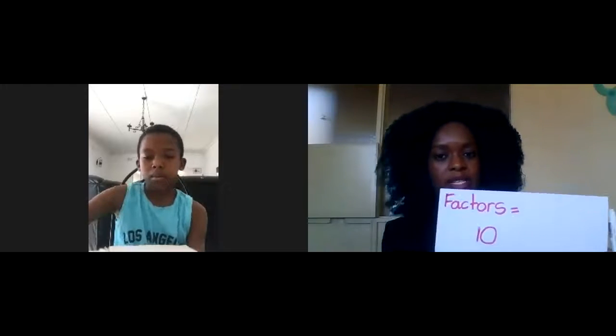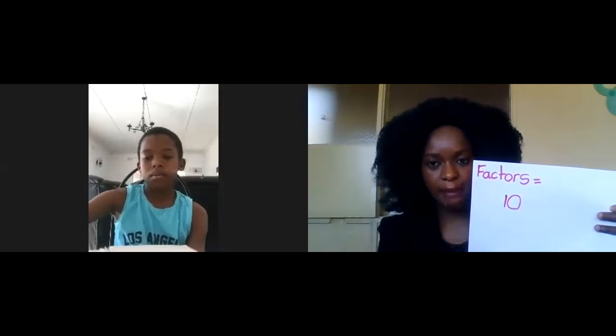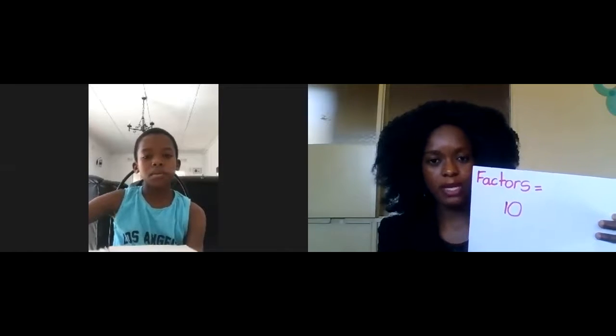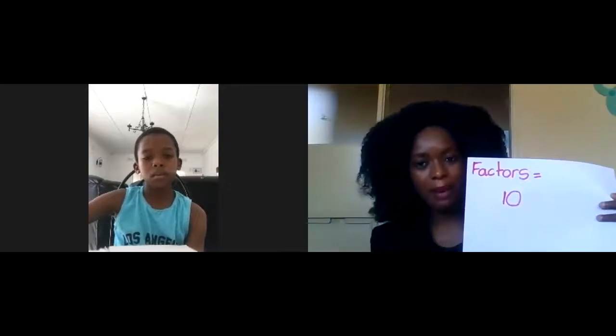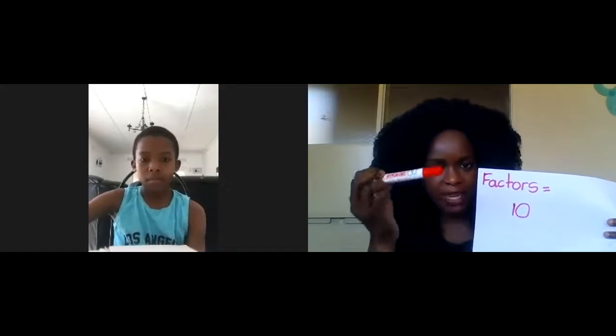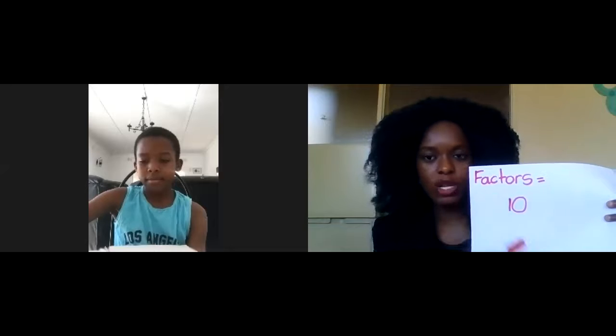Okay, an example, let's say I have 10, okay? We want to find out what are the factors of 10. We said a factor is a number which can be divided into another number without leaving a remainder. So a factor will be any number that can divide into 10 and it does not leave a remainder. Do you understand?